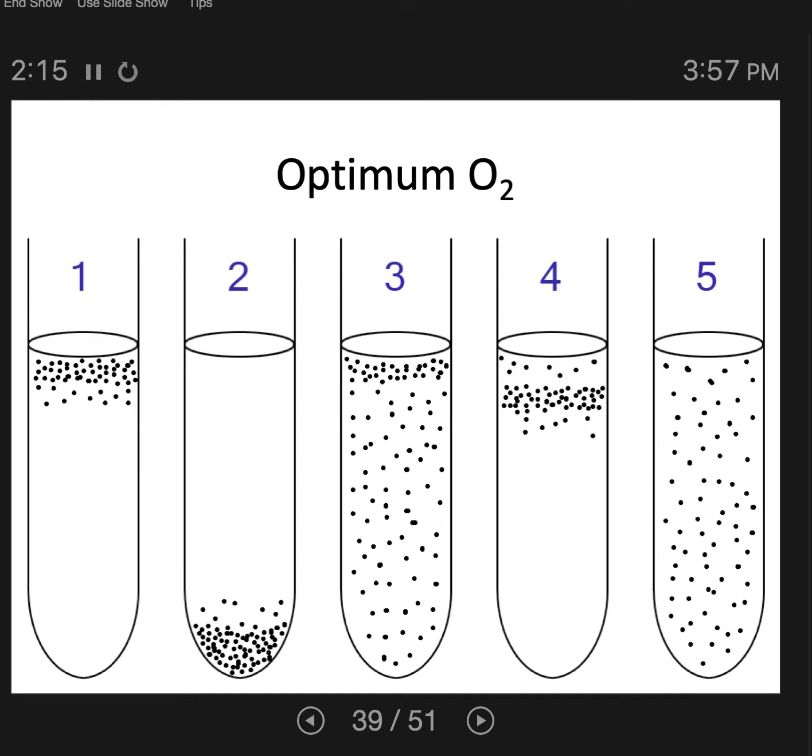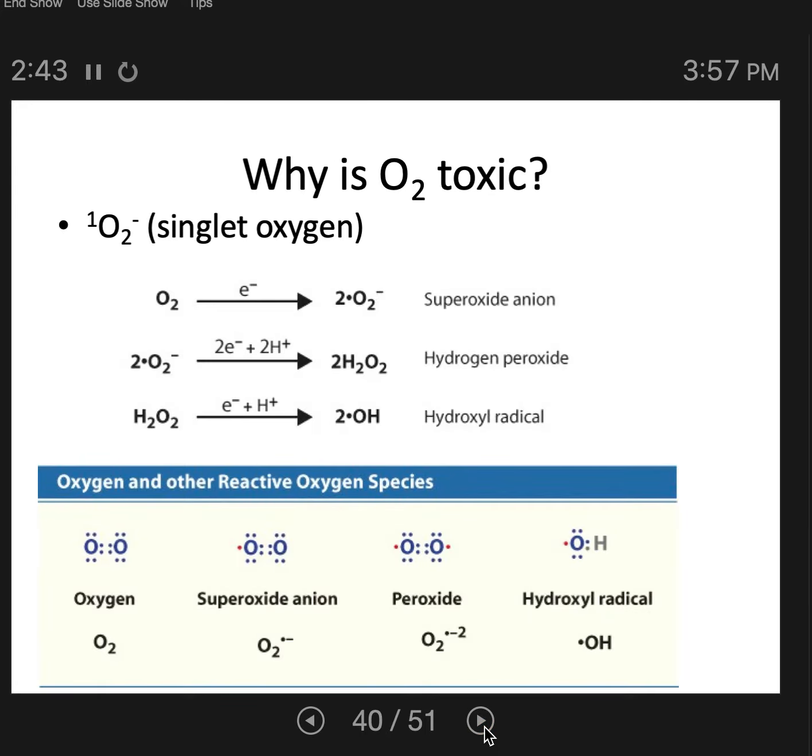The second thing you need to ask is, is oxygen toxic? A microbe might not use oxygen for respiration, but of the microbes that don't use oxygen, some of them are poisoned by oxygen and some of them aren't. So before we get deeper into this, let's talk a little about why oxygen is toxic to some organisms.